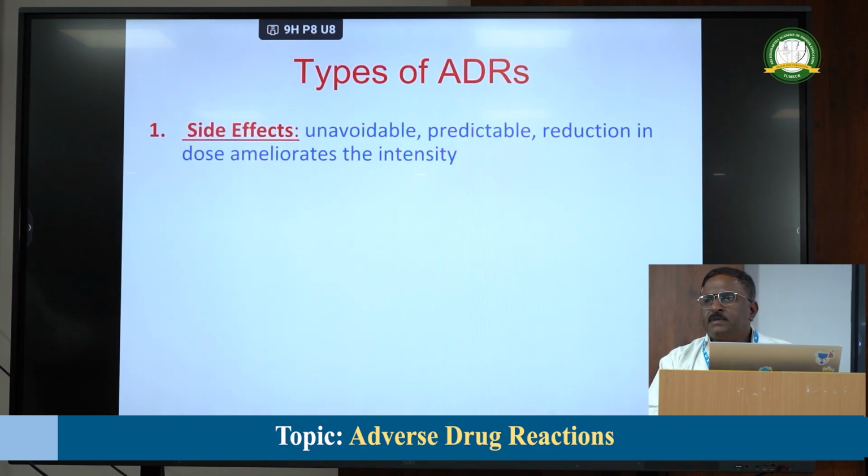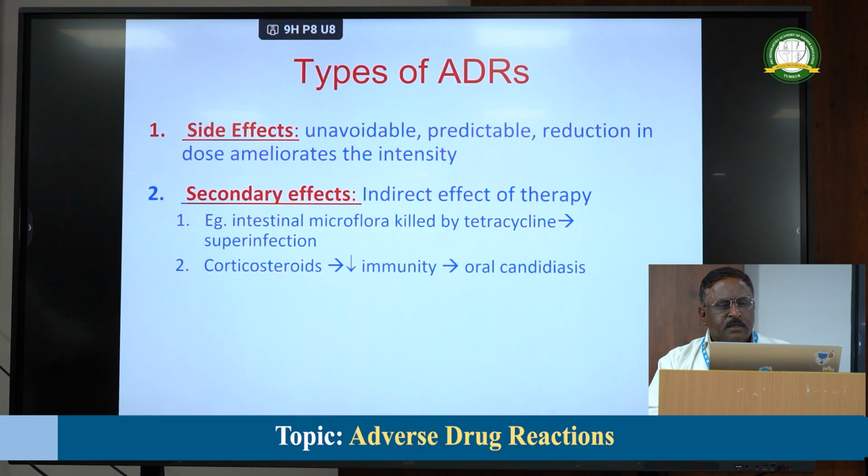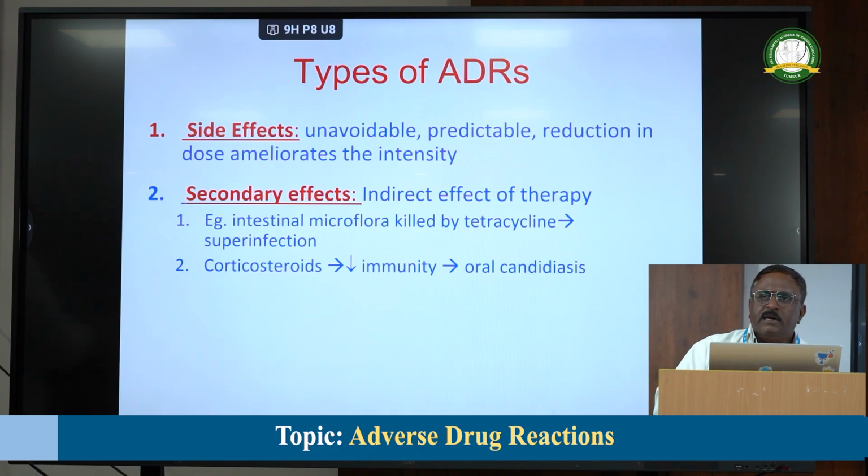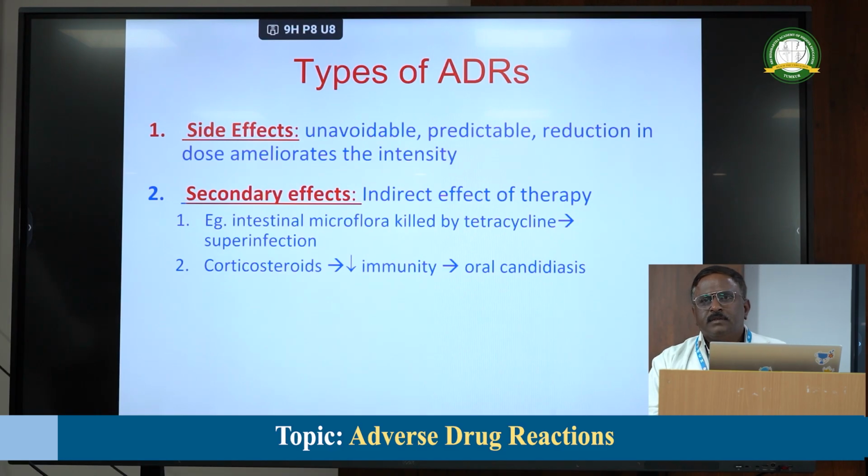So what are the different types of adverse drug reactions? There are many types, I will go one by one. The first one is side effects, which is very common, a known adverse reaction that we can predict, and you can minimize it if you know the pharmacology of the drug. Side effects are the unavoidable pharmacological action of a drug. They are predictable; reduce the dose to ameliorate the intensity of the reactions. An example is antihistaminics, which can cause sedation as an important side effect.